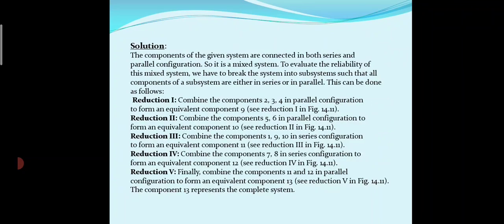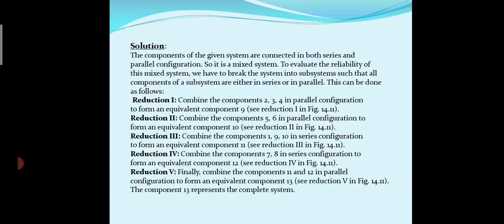So we see how the numerical will be solved. The components of the given system are connected in both series and parallel configuration, so it is a mixed system. To evaluate its reliability, we have to break the system into subsystems such that all components of a subsystem are either in series or in parallel. This can be done as follows. We perform some reductions. The first reduction is to combine components 2, 3, 4 in parallel configuration to form an equivalent component 9. We see this in the next slide, in figure 14.11.